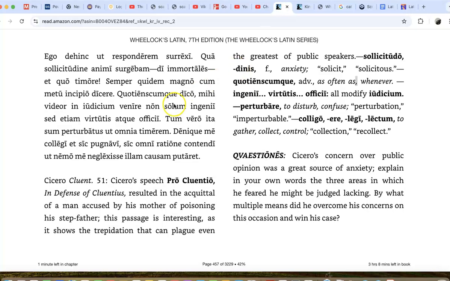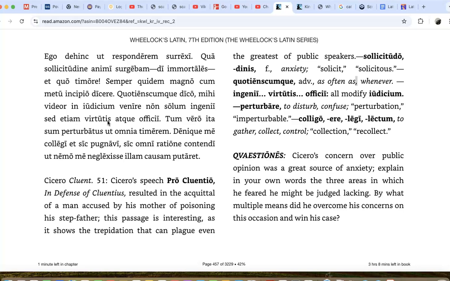Virtue and duty, of course, being important in Roman ethics, Roman morals. And so we see this often in Cicero's writings that he thinks that his talent, his virtue, in other words, whether or not he's fit for office, for doing the task, and also duty are coming under the judgment of others.